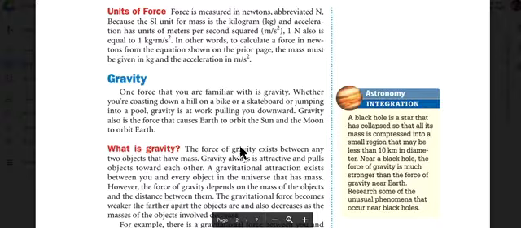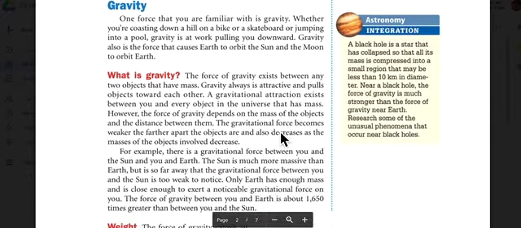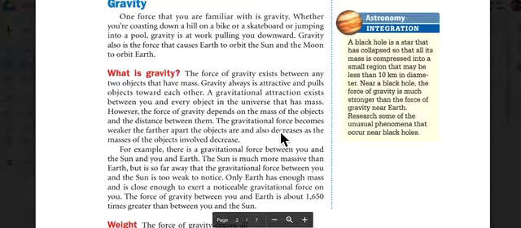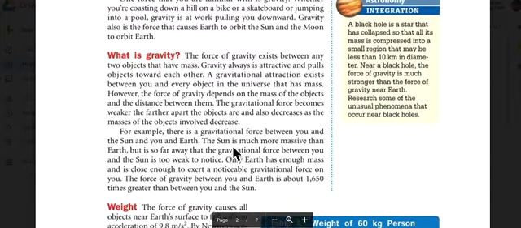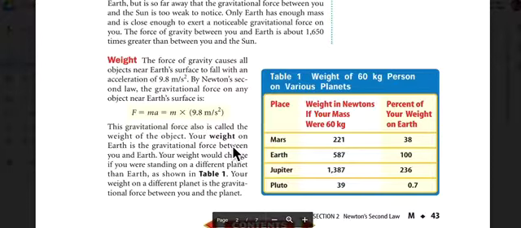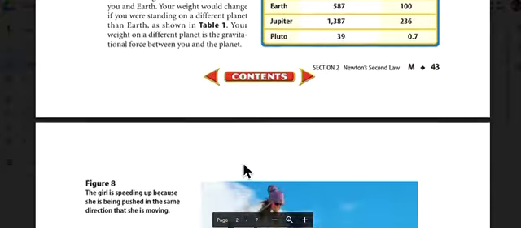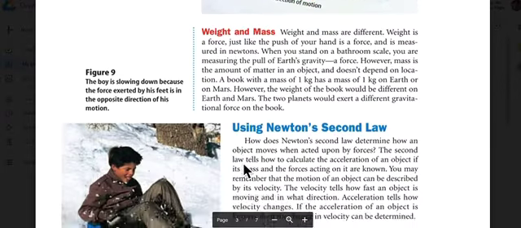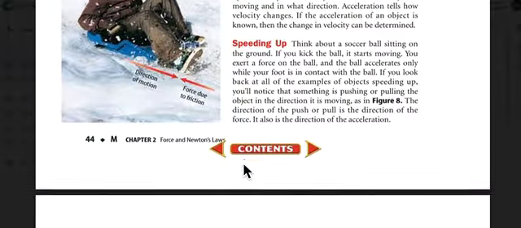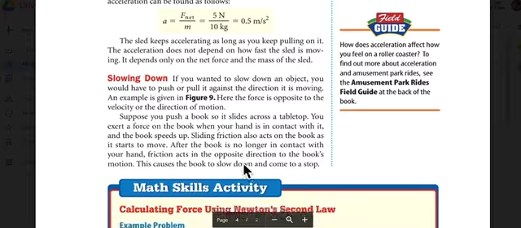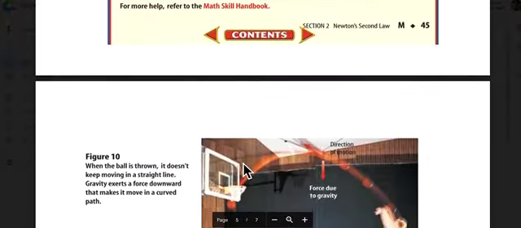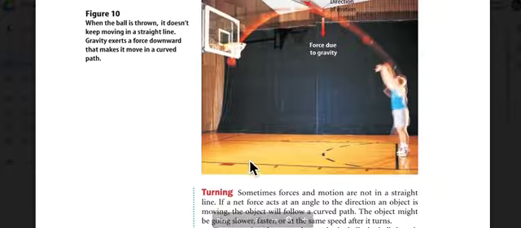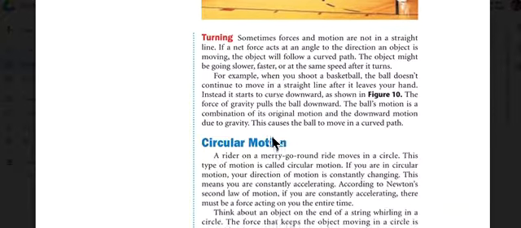Gravity, everything has gravity. Objects are pulling on each other. The important part about gravity is to remember that gravitational force becomes weaker the farther apart the objects are, and also decreases as the mass of the objects involved decreases. Weight is just a measure of gravity pulling on you. So weight can vary by location, but mass does not. So calculating acceleration is force divided by mass equals acceleration. Force due to gravity, remember gravity is pulling on things.